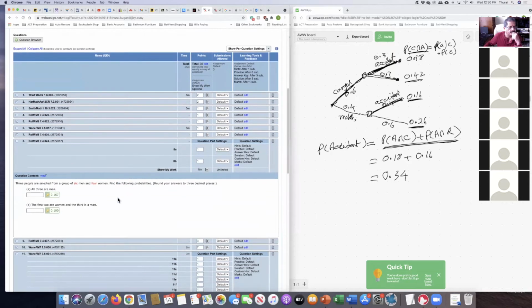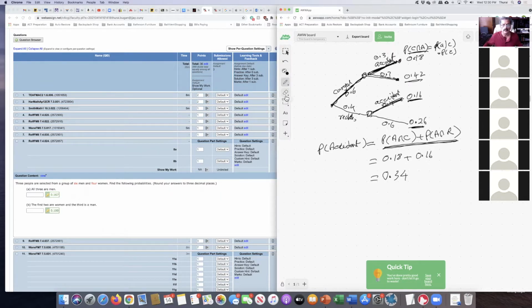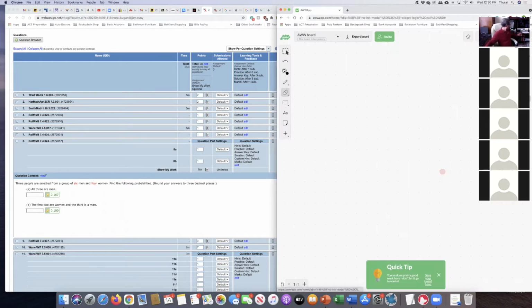Three people are selected from a group of 6 men and 4 women. Find the following probabilities. First one is all three are men. Second one is first two are women and the third is a man. So the first part is just a regular question. It doesn't have any conditional probability in it.